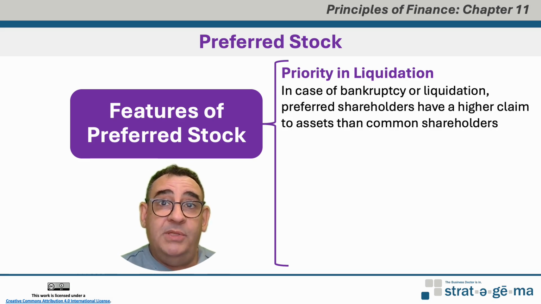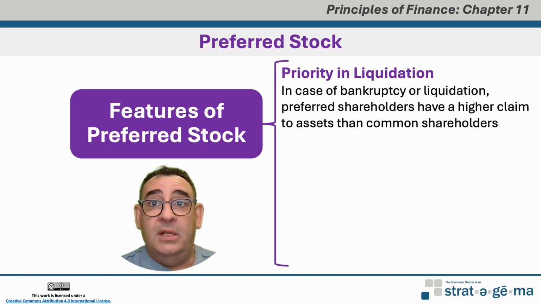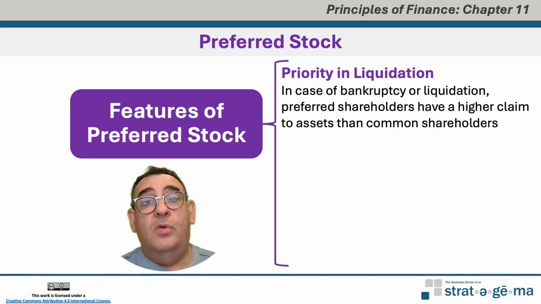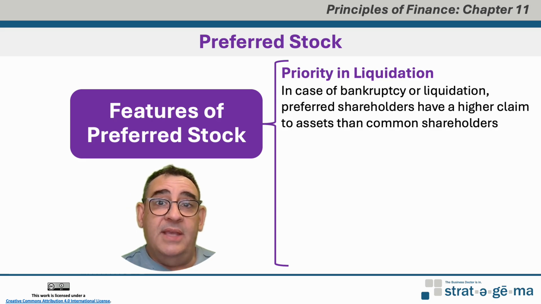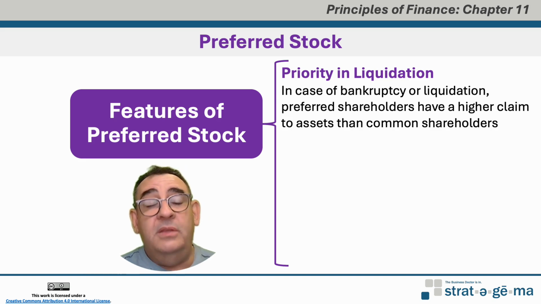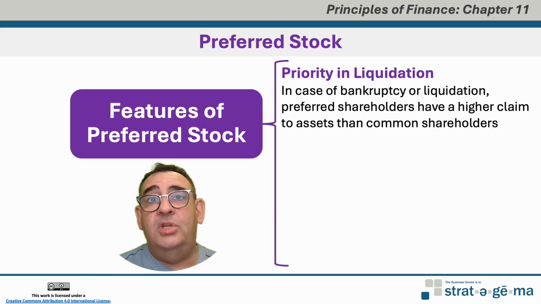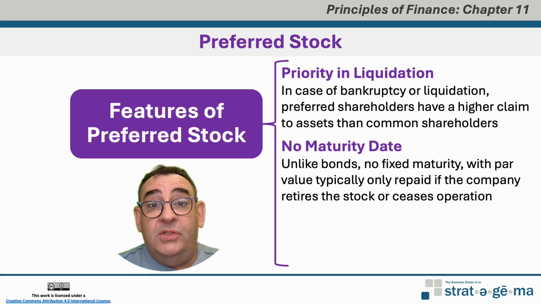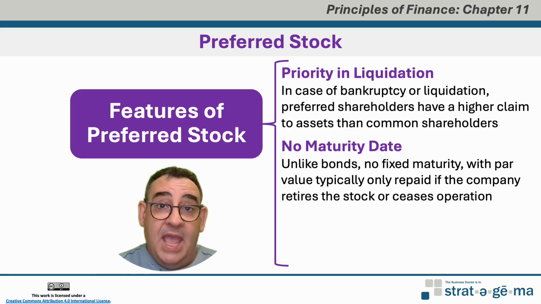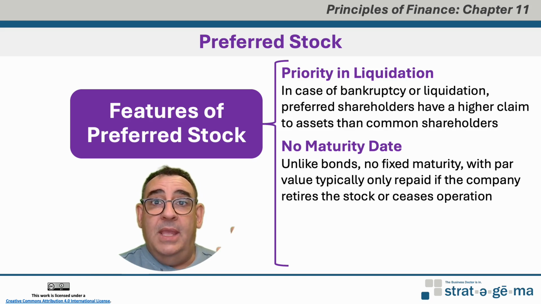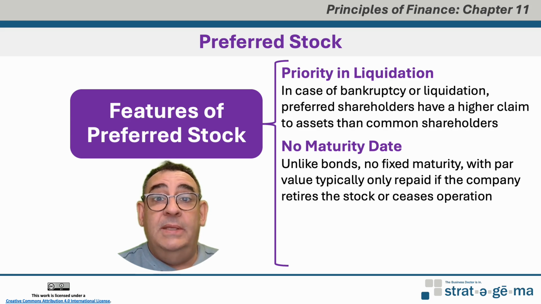So in the case of bankruptcy or liquidation, preferred shareholders get a higher claim to assets before the common shareholders do. Of course, usually by that point, when you sell the assets and pay the liabilities, there's usually very little, sometimes nothing left, but you do get a priority in liquidation if you have preferred shares. There are no maturity dates on them. So unlike bonds that have a maturity date, preferred shares do not have a maturity date, and they're only repaid if the company retires the stock or ceases operation.